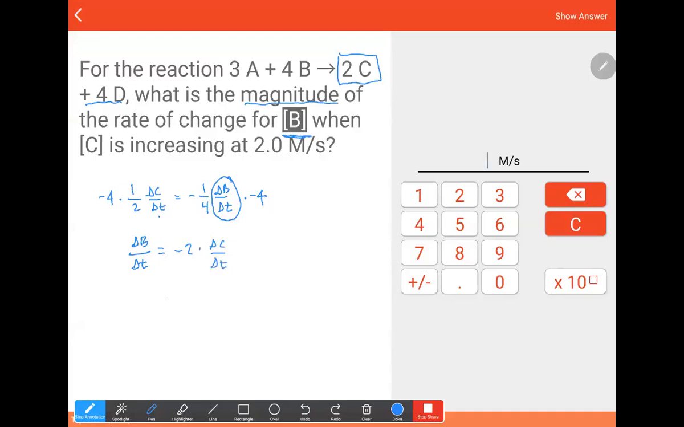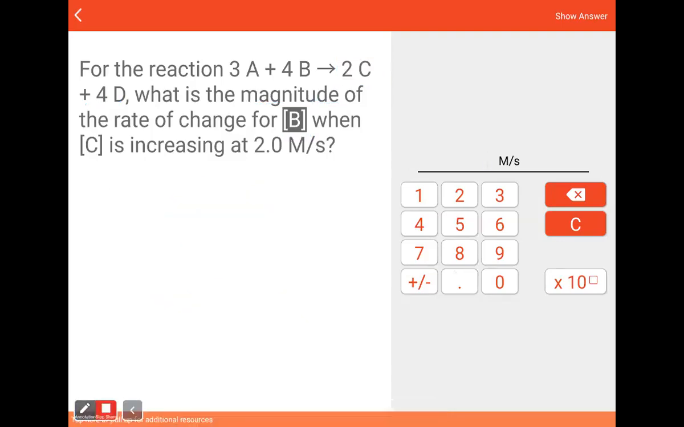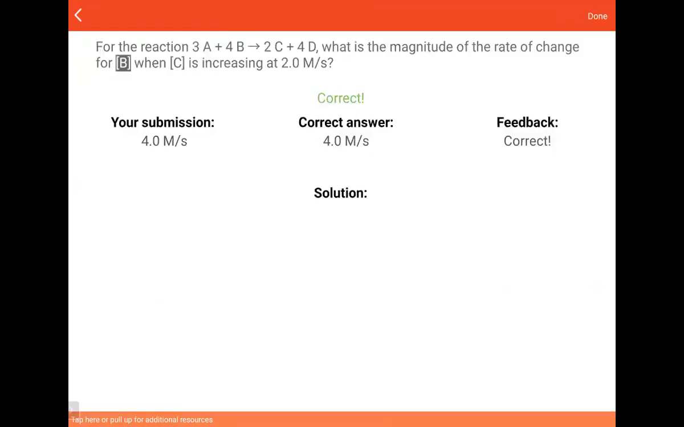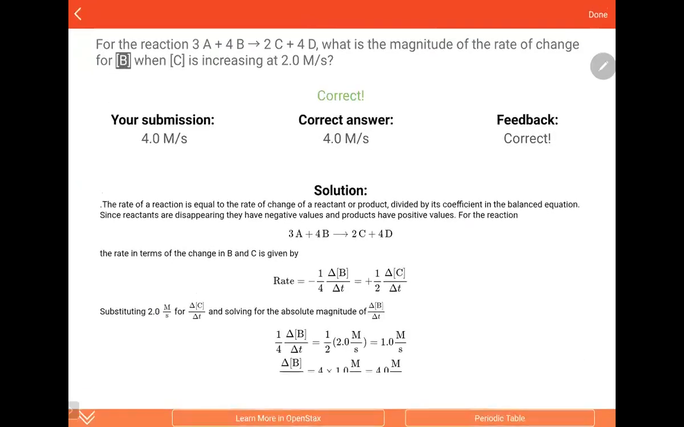Now that number is equal to -2 times 2.0 molar per second. So it would be equal to -4 molar per second for B. Because it's a reactant, it's going down, but because it asks for the magnitude, we are just going to put in the number 4.0. There we go. And there's some work for us.